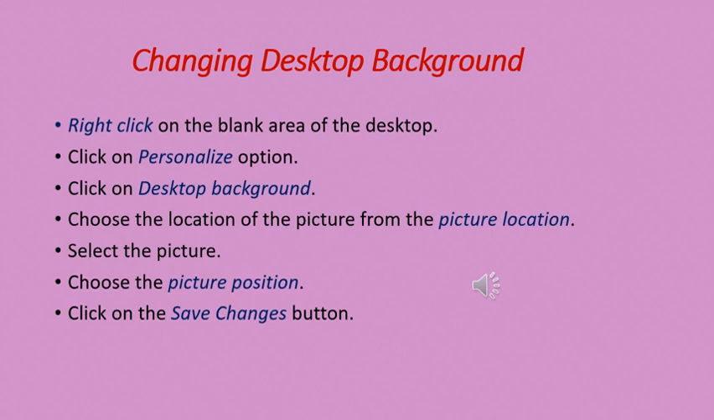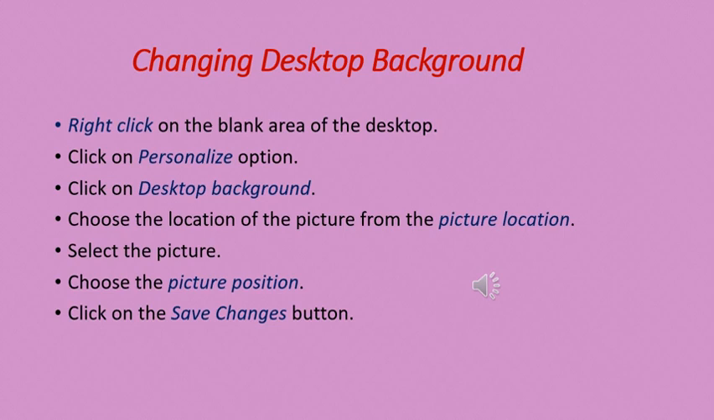First one, right click on the blank area of the desktop. A pop-up menu appears. Second one, click on the personalize option. A new window appears. Third one, click on desktop background from the window. A new window appears. In the choose your desktop background section, choose the location of the picture from the picture location. Fifth one, select the picture that you want to set as a background. Then sixth one, in the picture position section, choose the picture position from the drop down list. Last one, click on the save changes button. Your desktop background picture will be changed.